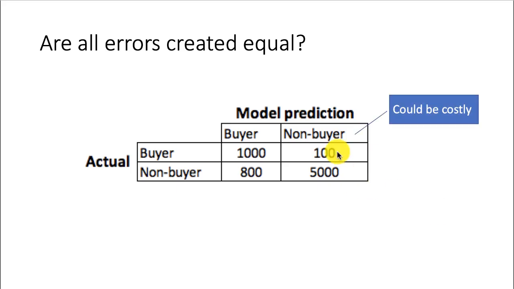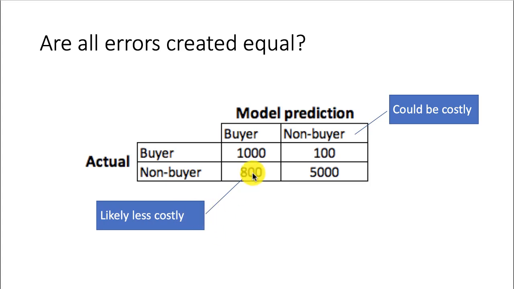Now notice that this error of classifying a buyer as a non-buyer could be a costly error. Suppose somebody is an actual buyer, and let's say this is an automobile we are talking about. Then the dealership stands to make maybe a couple of thousand dollars or more as a gain if they make the sale. If they take a buyer and classify them as a non-buyer, then they are effectively missing out on a potential sale, and that could be a costly mistake. Whereas if you classify a non-buyer as a buyer, that is likely to be much less costly.